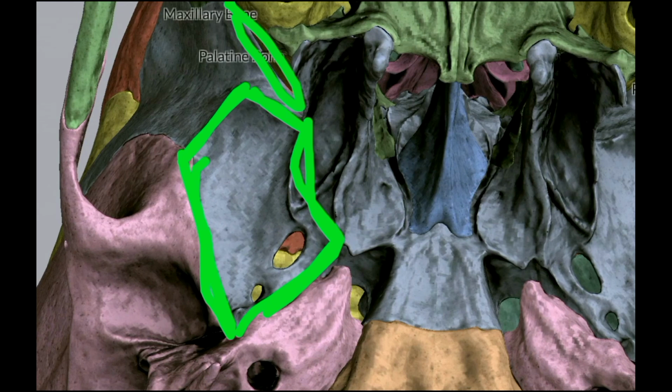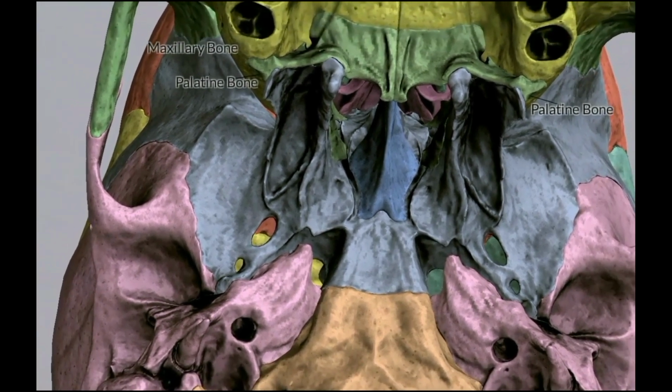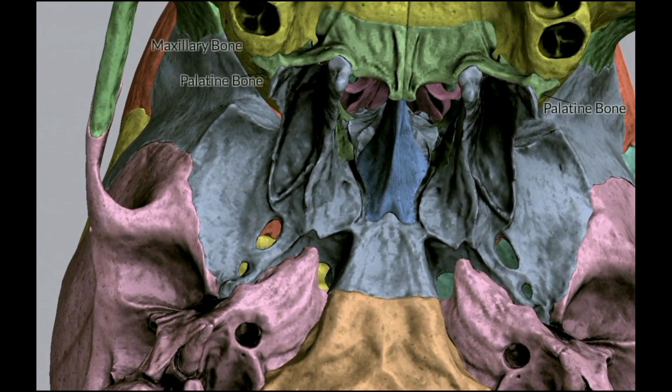So it is roughly pentagonal, the infratemporal surface of the greater wing of sphenoid. Anteromedially, the inferior orbital fissure. Anterolaterally, the infratemporal crest. And laterally, the temporal bone.